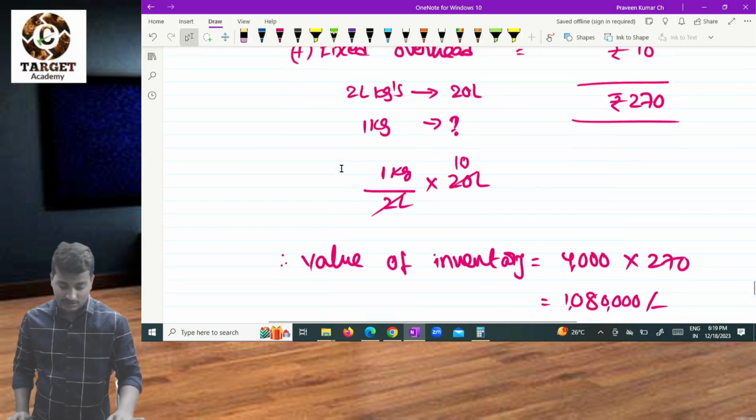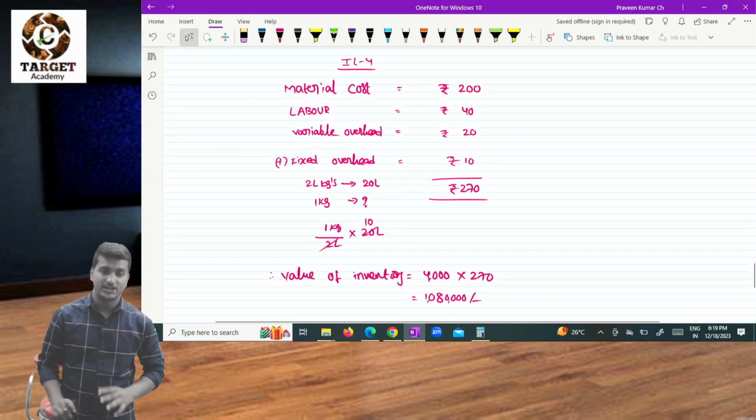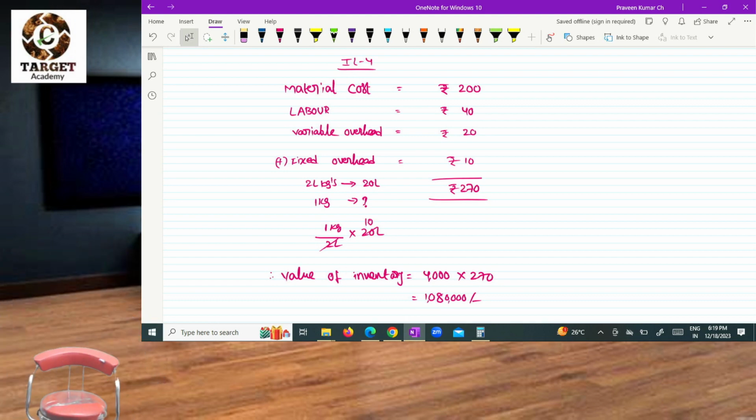Now look at the question number 4 solution. We have successfully completed AS2. In your main exam you can expect this kind of questions only. AS2 is very easy. I hope we had a great discussion.